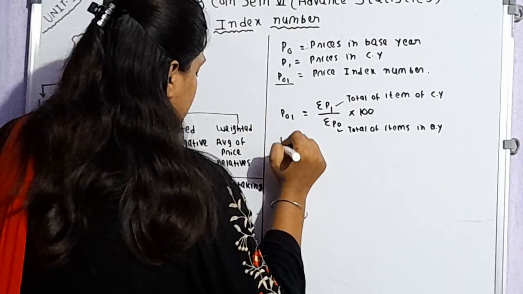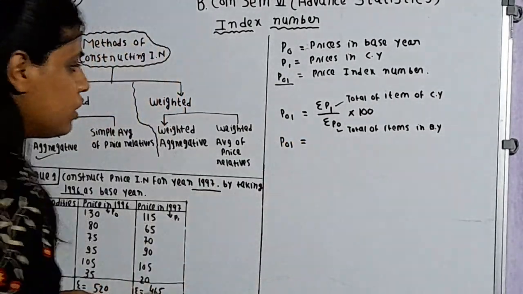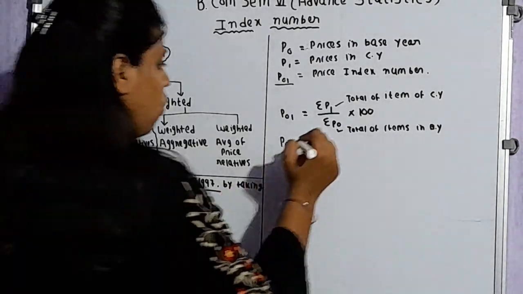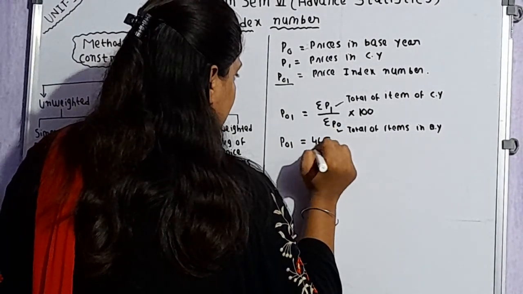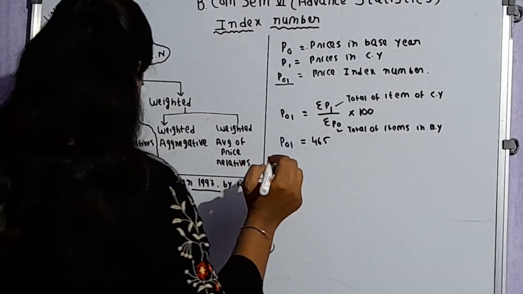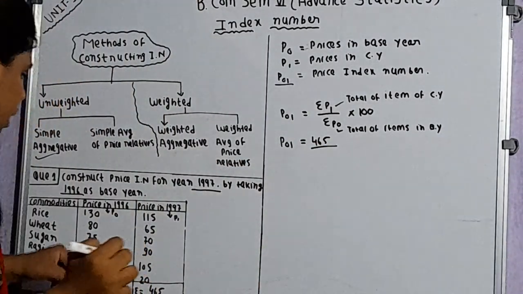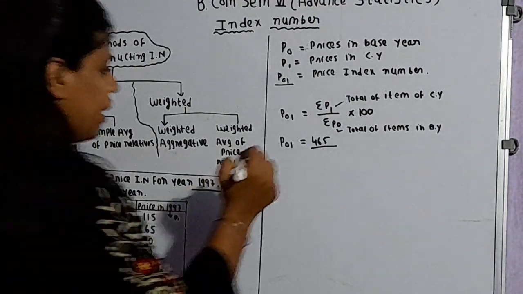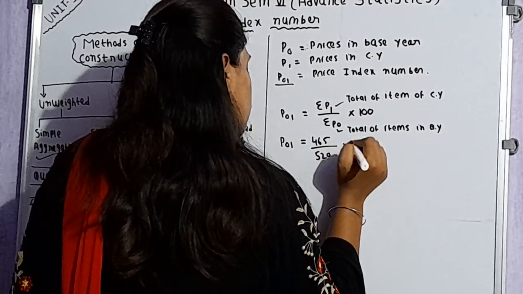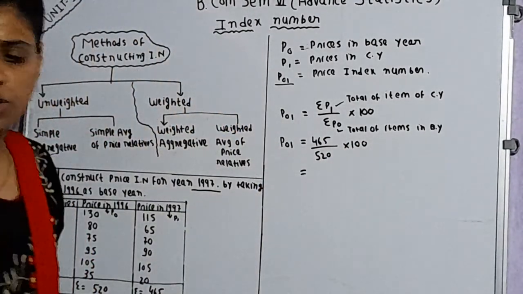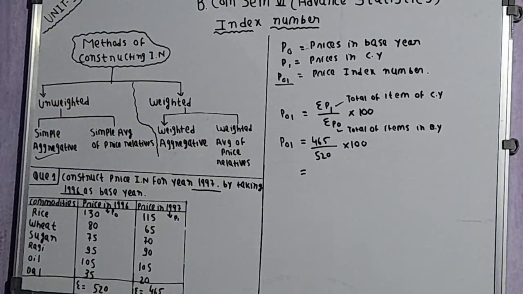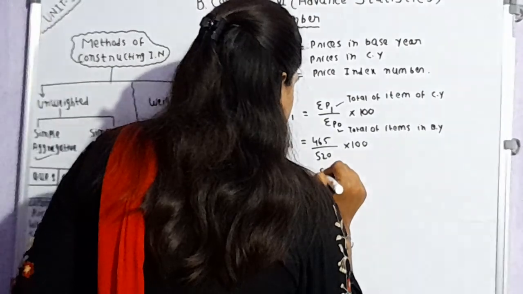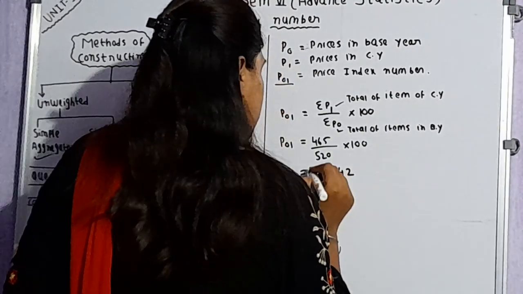So here P01 is equal to summation P1, which means 465, divided by summation P0, which means 520, into 100. So what's going to be the index number? 465 divided by 520 into 100 comes to 89.42. This is the index number.